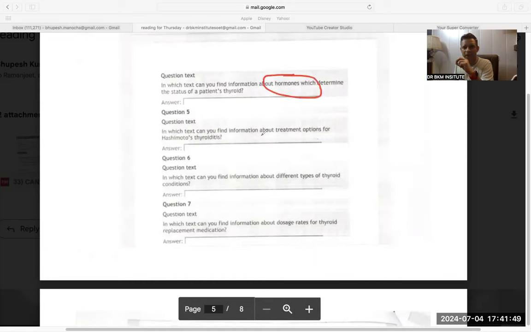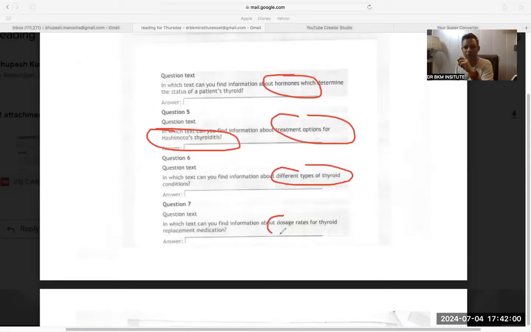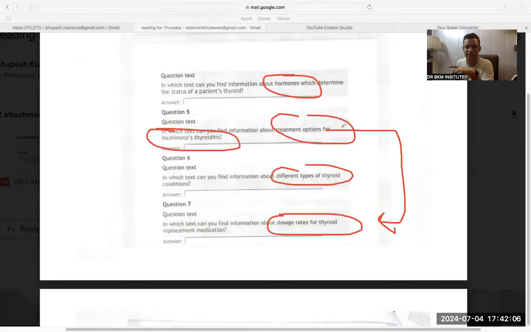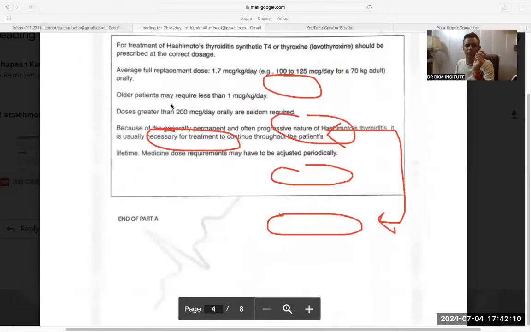In which text can you find the treatment options for Hashimoto's thyroid? In which text will you find the information about different types of thyroid conditions? In which text will you find the dosage rates for the thyroid replacement medication? Medication means treatment, so you have to relate. So now you simply go to the ABCD paragraphs.